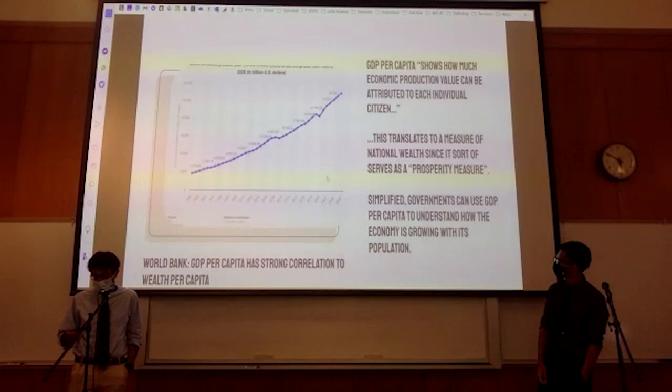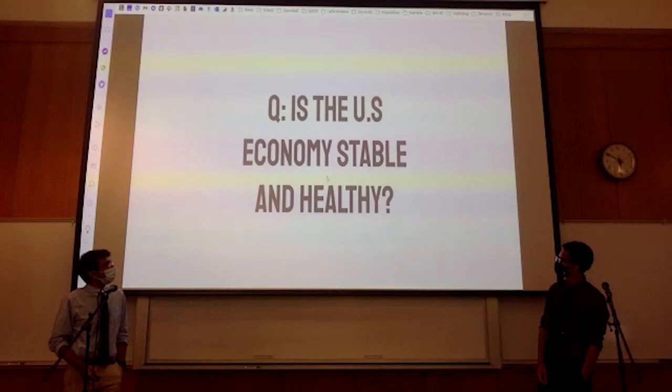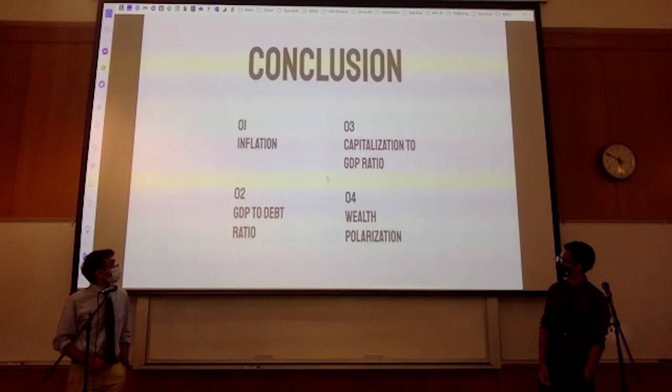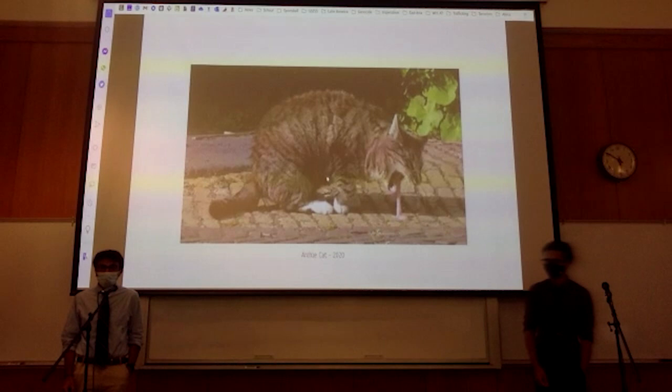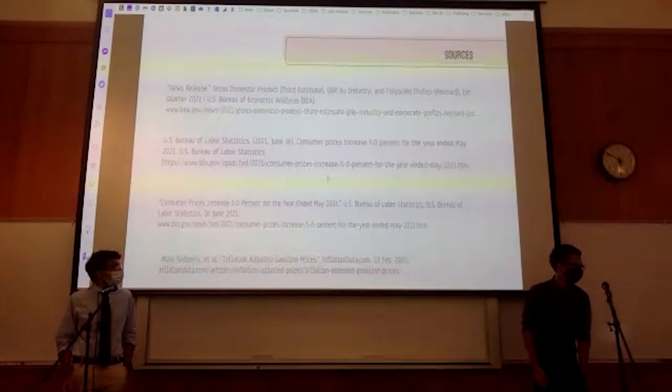So reflecting back to our question, is the US economy stable and healthy? We provided four key economic metrics that we would like to measure with this. First of which is inflation that Xavier explained, second the debt to GDP ratio, third the capitalization to GDP ratio, and the fourth of which was wealth polarization. Based on the evidence and facts we presented to you, that's what we think right now. The US economy, not healthy, and it's about as thick as the cat you can see on this picture. But yeah, that's pretty much it.